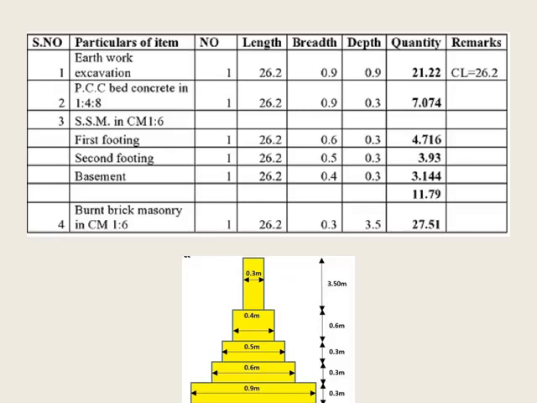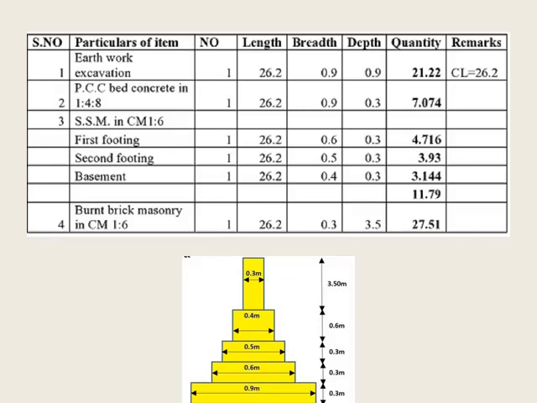Let us calculate the third item of work, that is size stone masonry in CM 1:6. There are three types of footing shown in the section, that is the first footing, the second footing and the basement. We have to calculate separately because the depth of each footing is different. For the first footing, the length is 26.2, the breadth is 0.6 and the depth is 0.3. If you multiply 26.2, 0.6 and 0.3, you will get 4.716 meter cube.